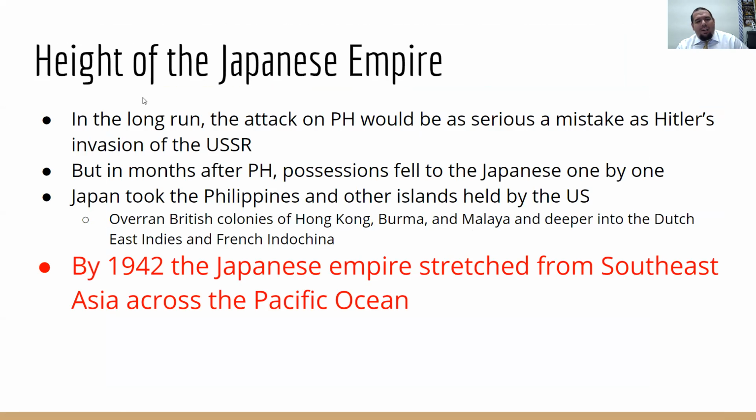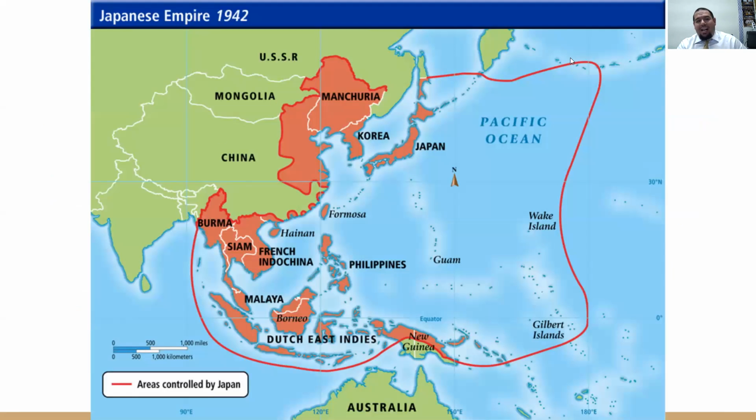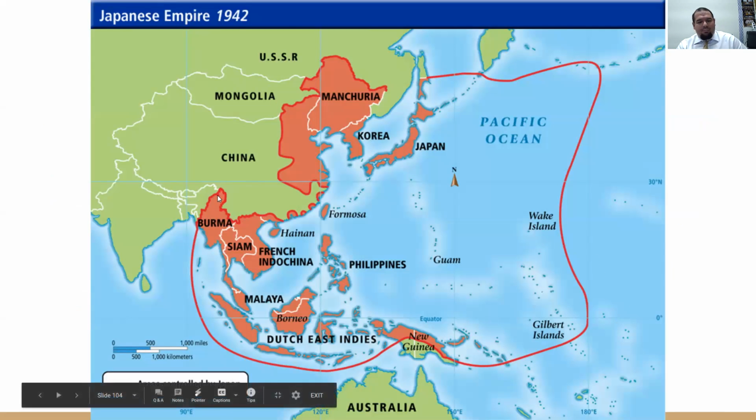So the height of the Japanese Empire. In the long run, the attack on Pearl Harbor would be a serious mistake, as was Hitler's invasion of the Soviet Union, but in the months after Pearl Harbor, possessions fell to the Japanese one by one. Japan took the Philippines and other islands held by the U.S. the very same day, overran the British colonies of Hong Kong, Burma, Malaya, and deeper in the Dutch East Indies and French Indochina. And by 1942, the Japanese Empire stretched from Southeast Asia across to the Pacific Ocean. And this is at the height, 1942. All Japan.